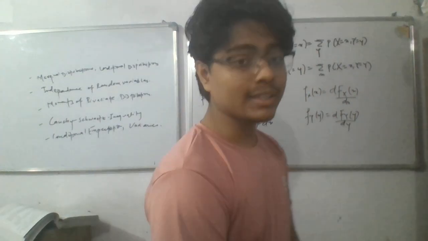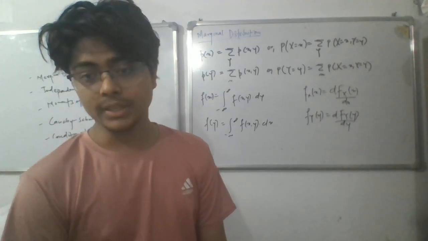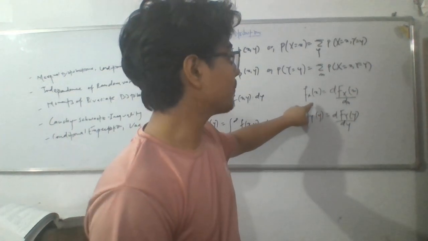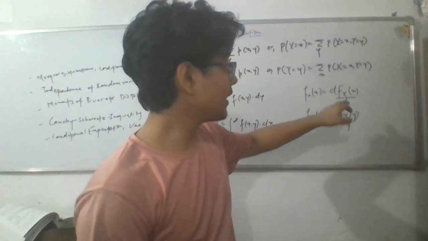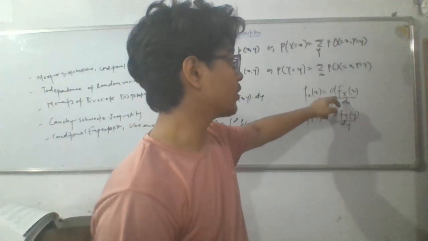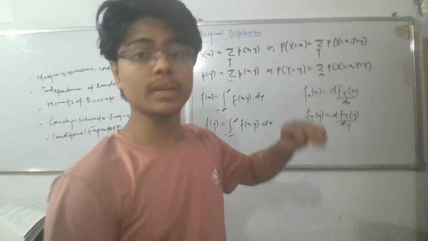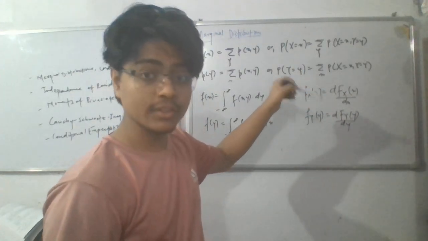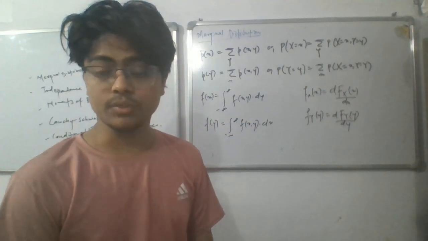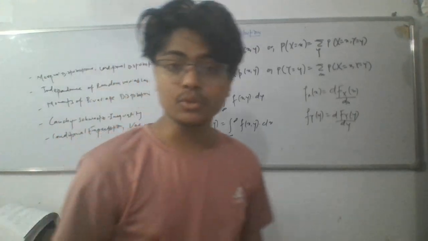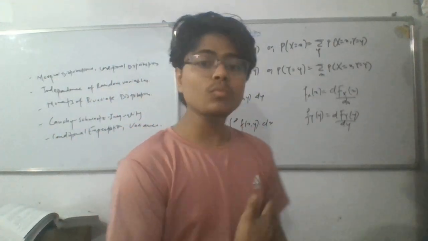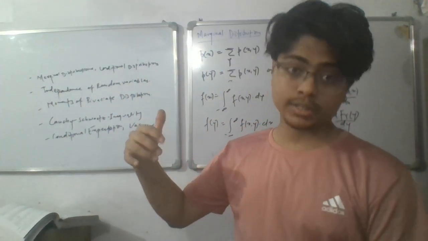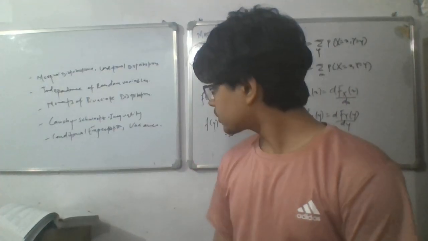Now I think you understand the relationship between the density function and the distribution function: the density function is actually the first derivative of the distribution function itself. This is something that you should know, and it would be very handy when we do some numericals. So this is about the marginal distribution for both discrete and continuous cases. Now let's talk about something else.